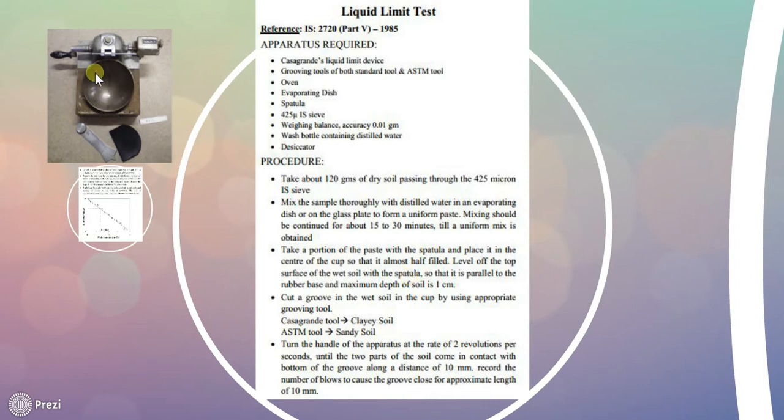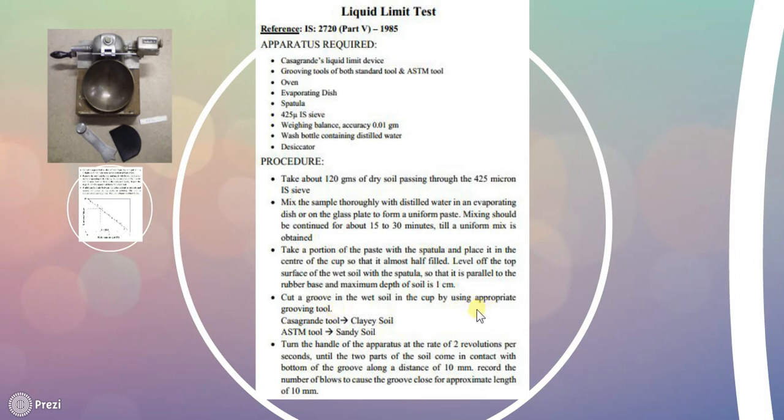When it is half filled, you should level the soil in this Casagrande liquid limit device with the spatula, so that it is parallel to the rubber base and the maximum depth of soil is 1 centimeter. So the maximum depth of soil should not be greater than 1 centimeter. Going further, cut a groove in the wet soil in the cup by using the appropriate grooving tool.